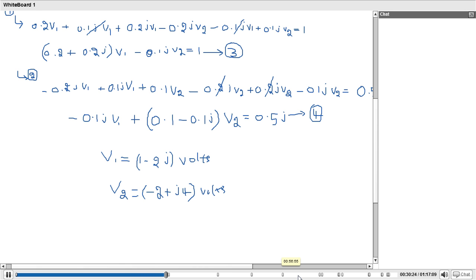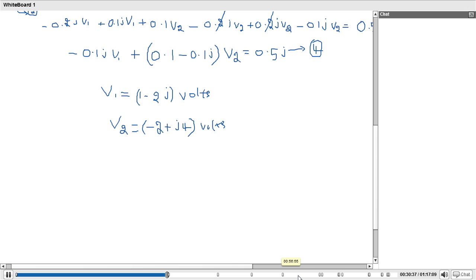Try solving equations 3 and 4. If you get a doubt, I will explain. So now, how to convert rectangular to polar and polar to rectangular? Mathematically, I will explain.